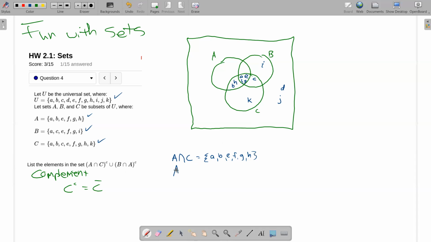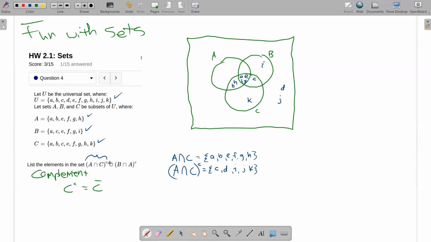What is the complement of A intersect C? Well, it's everything that's not in that set. So now we'll just list out everything that's not in that set. A, B, C is not in there, little c. D is missing. E, F, G, H, I is missing. J is missing, and K is missing. So complement means get everything outside of that set in your universe. So that's that set right there.